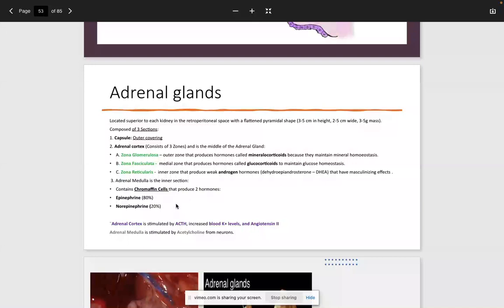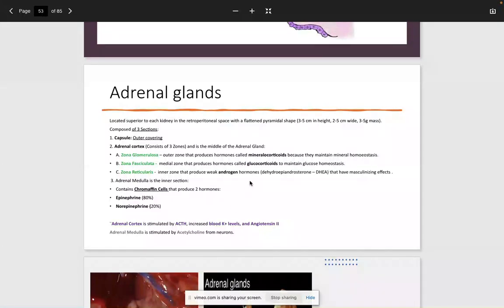It's going to also cause things like bronchodilation present within the lungs. Here's an important note that I've listed down here. The adrenal cortex is stimulated by ACTH, right? ACTH, remember, comes from the pituitary gland, comes down to the adrenal cortex, and it produces all of those.